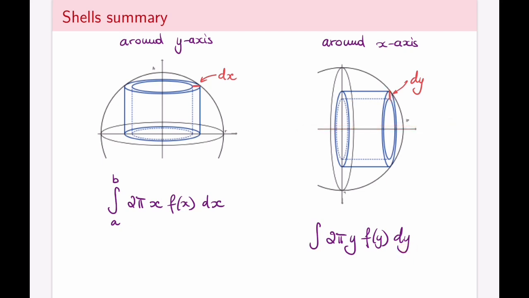Also notice that you can remember it with the other indicator, and that is the radius. If we're rotating around the y-axis, the radius is going to be x, and that's what's going to appear here. If we're rotating around the x-axis, the radius is going to be y, and that's what's going to appear here. Next time, we're going to see the two methods side by side, but for now, please do practice with cylindrical shells. They are hard to picture, but they're a really powerful method that is very useful.